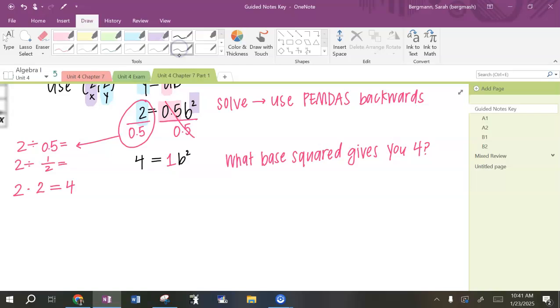There's actually 2 different answers here. You probably thought of the positive answer, positive 2. Positive 2 squared gives you 4 because 2 times 2 is 4. However, it could also be negative 2 because negative 2 times negative 2 also gives you 4.